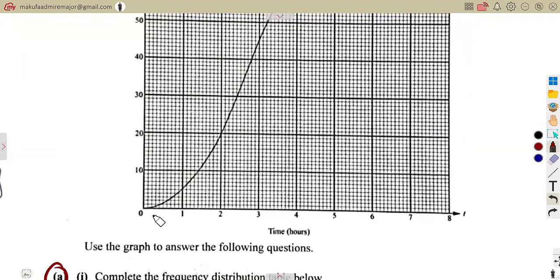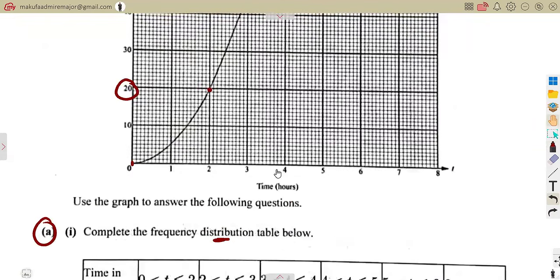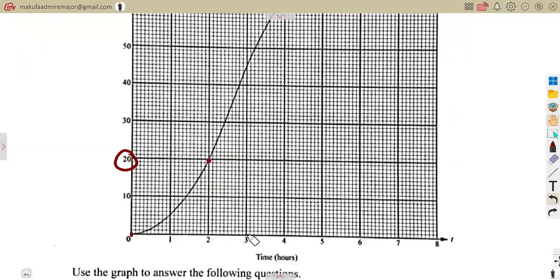If you check the cumulative frequency, you would have the 0 there, 2 versus 20 in this case. This one is 2 versus 20. The 3, this one, will correspond with 45. If you check, that was actually corresponding, this 3 here.